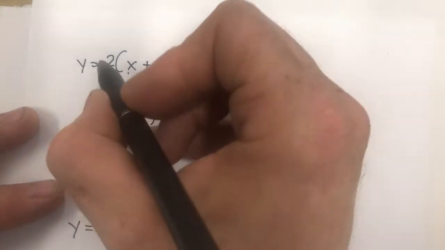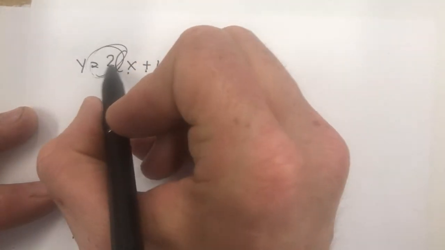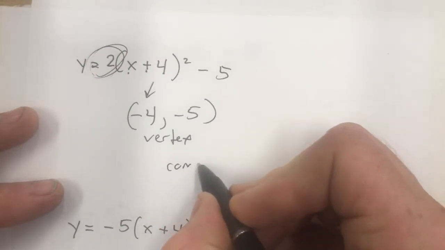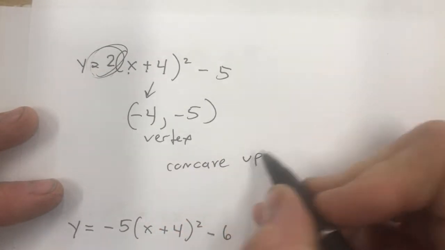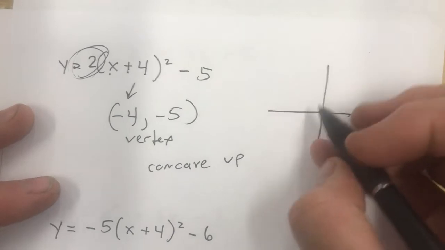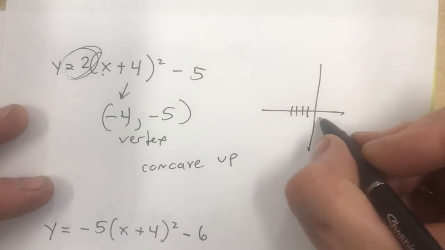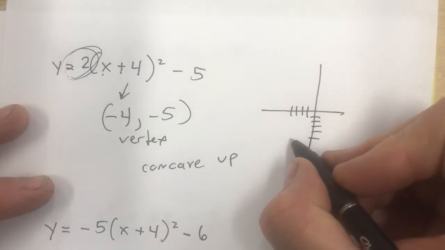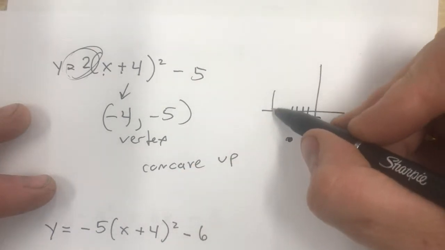And then see here in front, this looks like a positive 2, so it's concave up. So if I draw this, my vertex is negative 4, 1, 2, 3, 4, negative 5. Right there's my vertex. And it's concave up, so it's going to look like this.